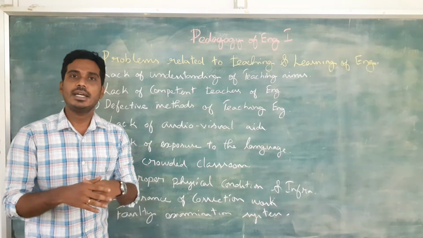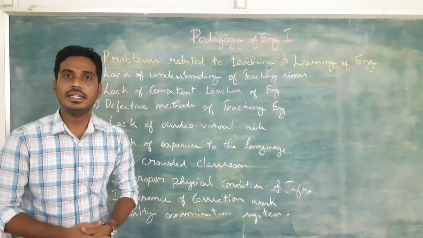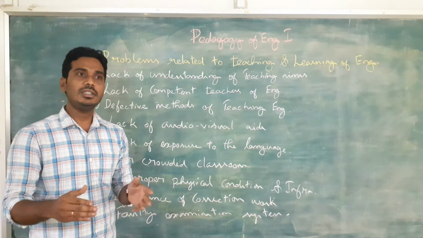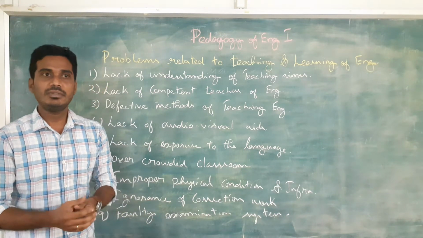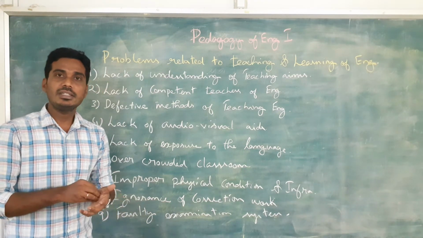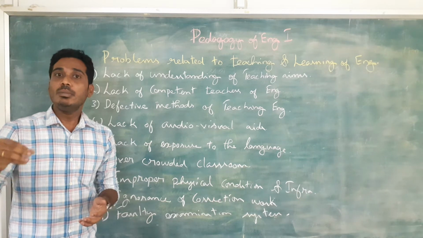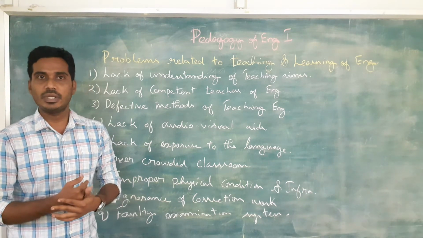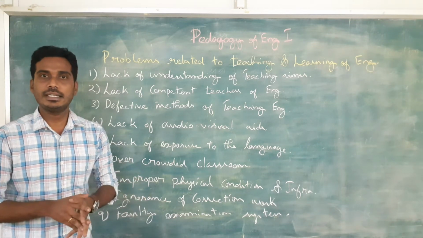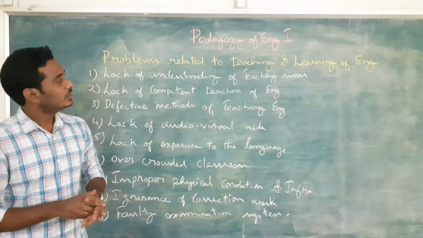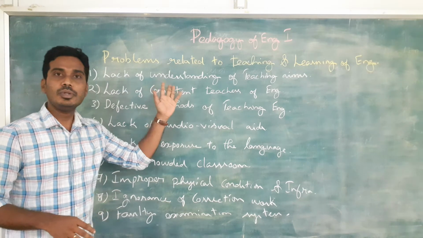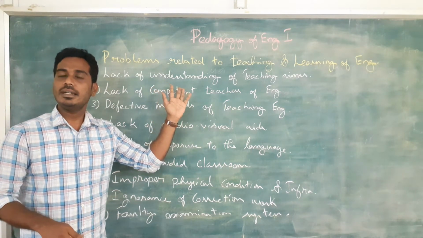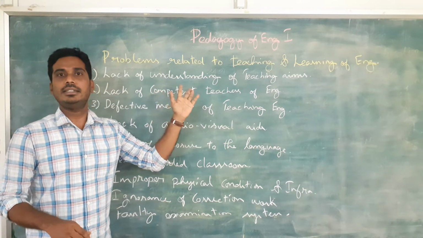If we are not understanding the aims of teaching and learning of English, what are the remedial measures you will provide? First of all, the teacher has to understand, and then the teacher has to make them understand or realize why they are learning this English language. There are certain issues in understanding the aims, so the first and foremost thing is you have to make the students understand why they are learning this English language.